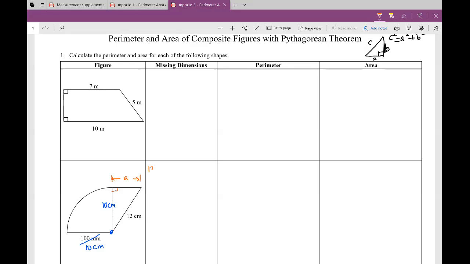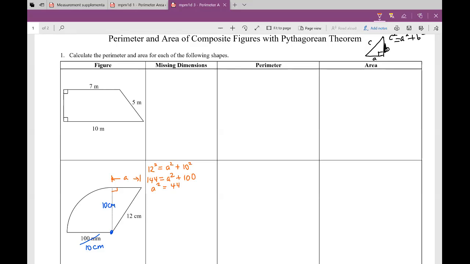So setting up, 12 squared is equal to A squared plus B squared. In this case, the B squared is the 10 centimeters squared. Evaluating the squaring, we get 144 is equal to A squared plus 100. So subtracting 100 from both sides, we get A squared is equal to 44.